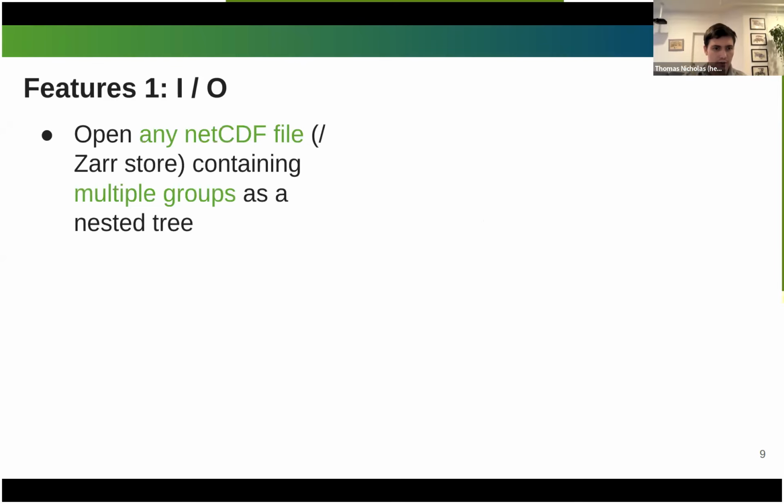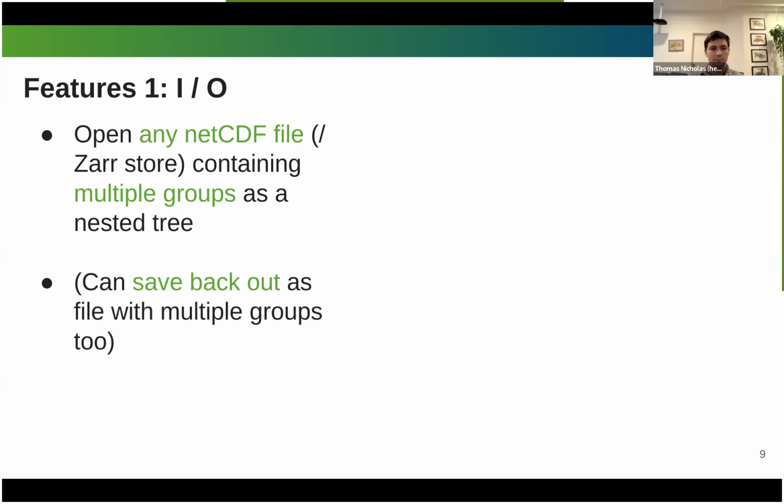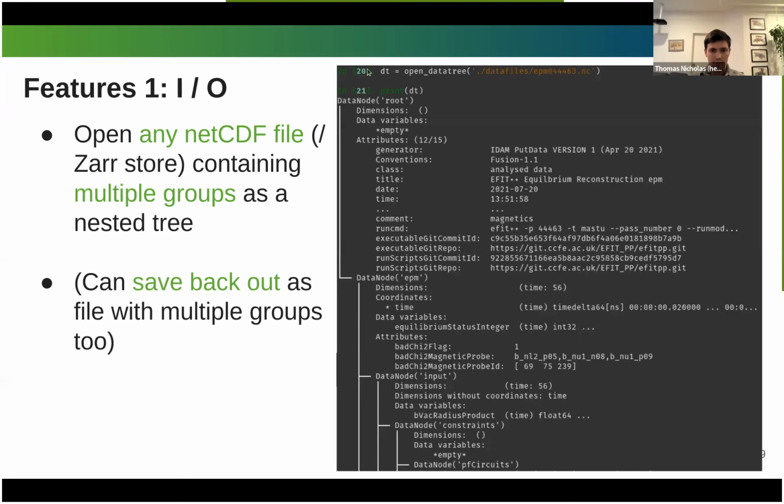So Datatree so far, what are the features that exist? One of the main ones is I/O. You can open any netCDF file or Zarr store containing multiple groups as a nested tree, and you can save them back out and basically round trip them. So for example, we can use the open data tree function on a netCDF file. And even though it contains many, many groups, in this case, I deliberately got the most disgusting example I could get from some friends who still work in plasma physics. This one has like 40 groups or something, and it's heavily nested, but Datatree just happily opens the whole thing.